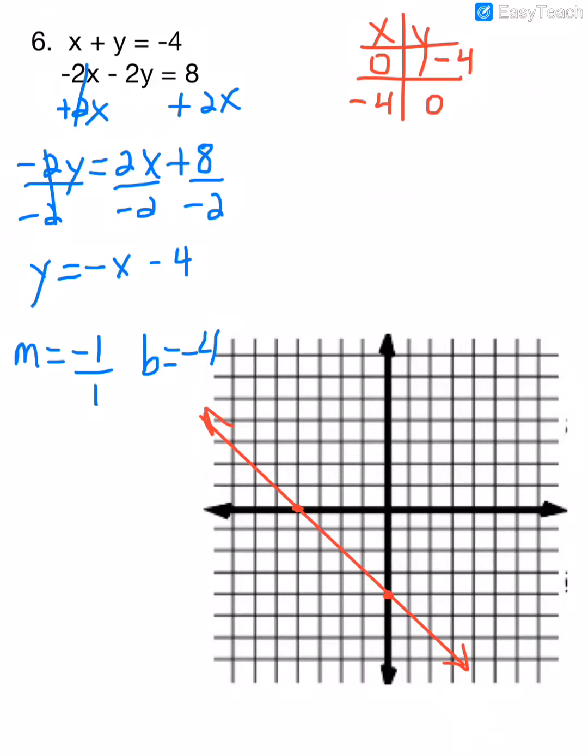So I'm going to go down to -4 and put a dot. And then I rise -1, so I'll go down 1 and then to the right 1. Down 1 and to the right 1. So if you'll notice, this is the same line. Let me straighten it up a little bit. Okay, so it's the same line. So that means every point that's on either of these lines is the same. So that means that there are infinitely many solutions. Infinitely many solutions. Okay?